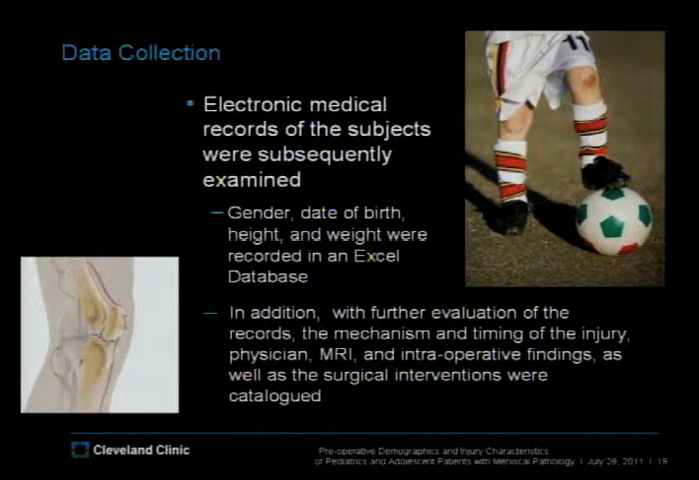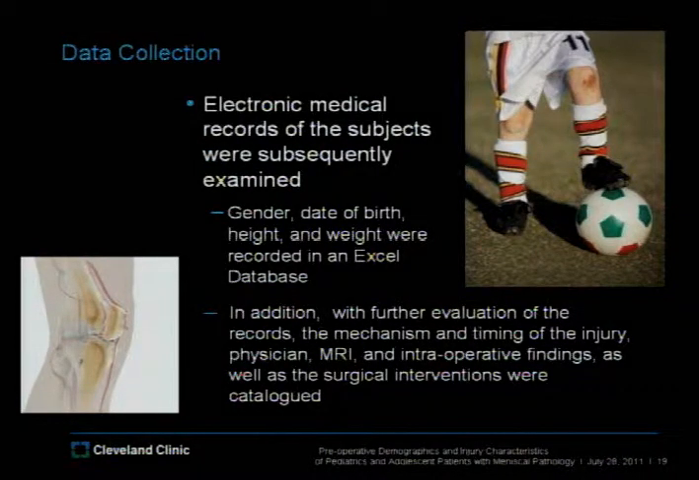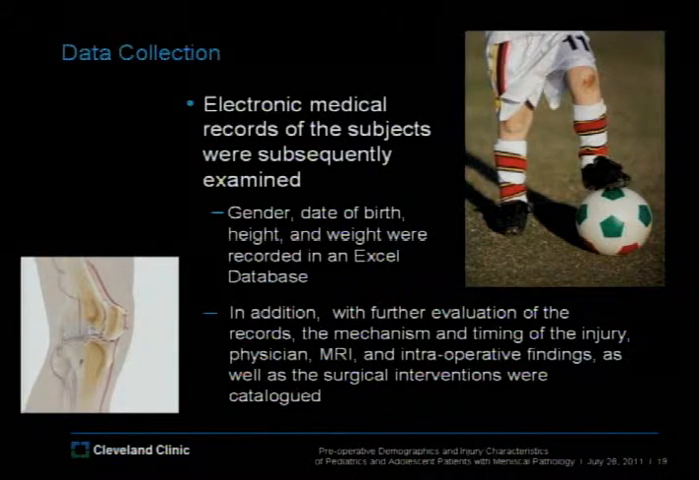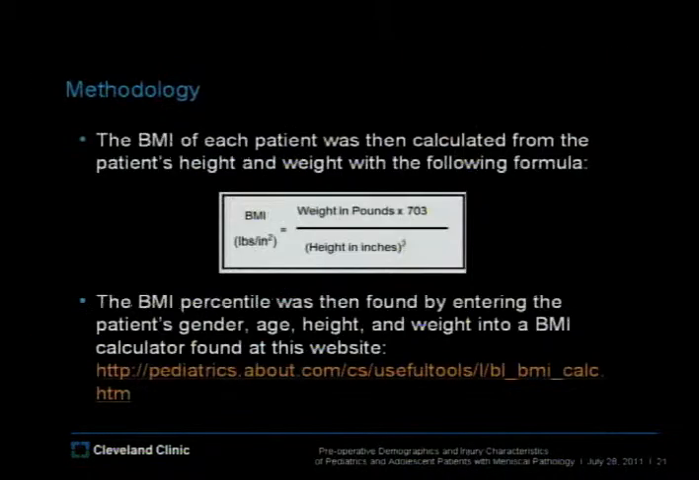And then we looked at the differences between what the physician diagnosed the injury as, what injury the MRI found, versus what injury the surgeon noted during the operation. So sometimes these injuries that were found were different. And we also noted what surgical procedures were done during the operation. So a few patients were seen by doctors at other facilities, but we just used the operative notes to get the information for those patients.